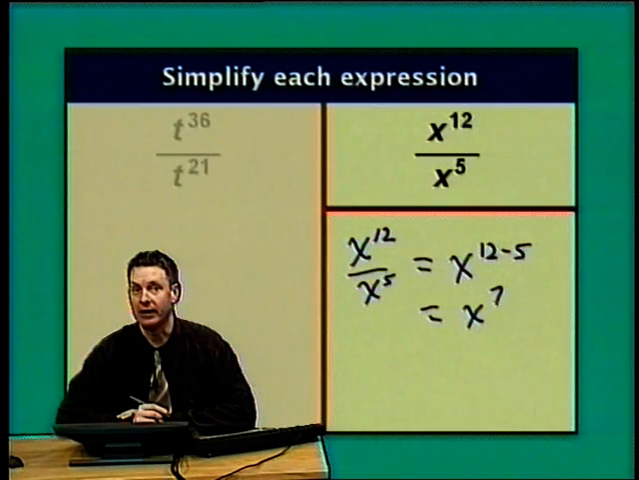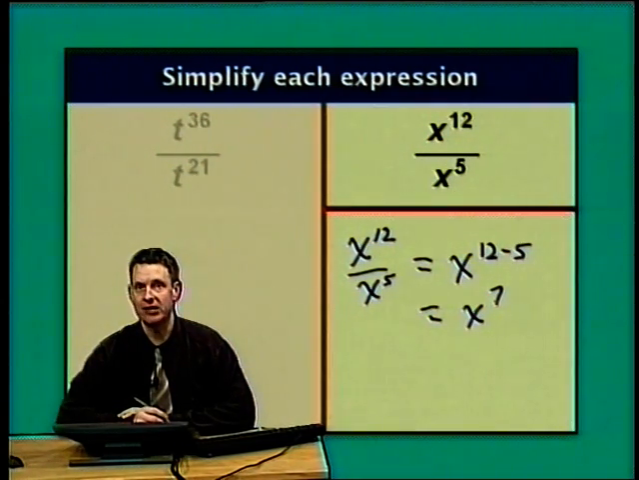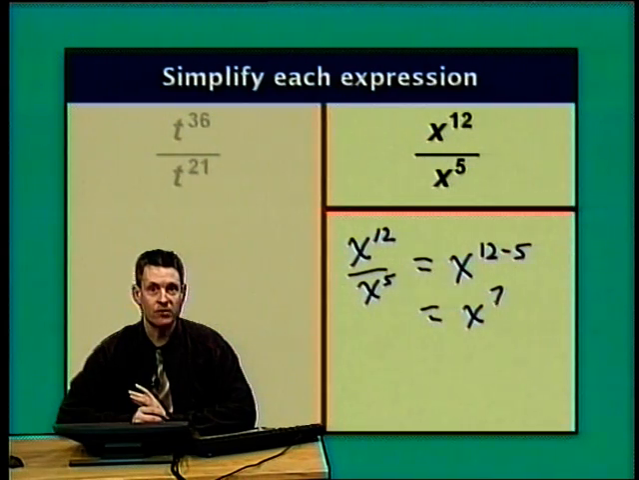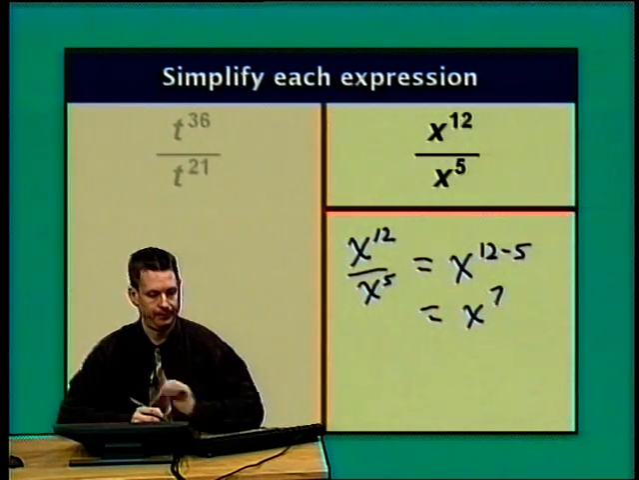Let's think about it. Does this make sense? I think so. We have 12 factors of x in the numerator and 5 factors of x in the denominator. When we pair up factors of x from the numerator and the denominator, we will be able to factor out 5 occurrences of 1, x over x, 5 times, and then we'll be left with 12 minus 5, which is 7 factors of x in the numerator.